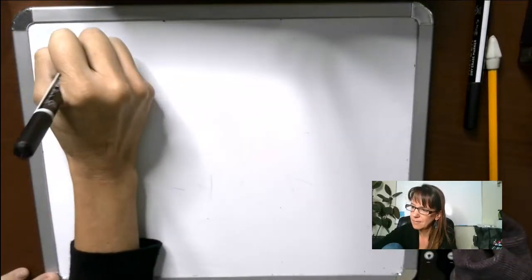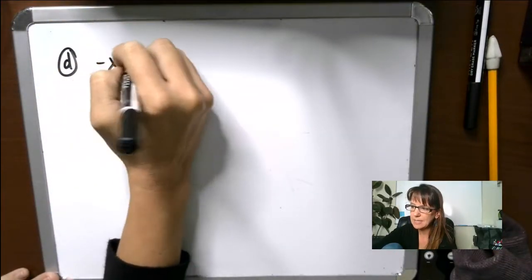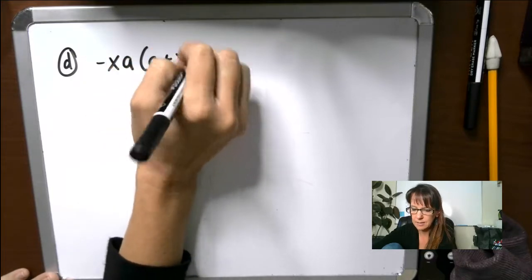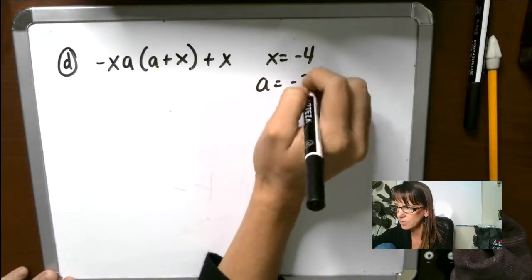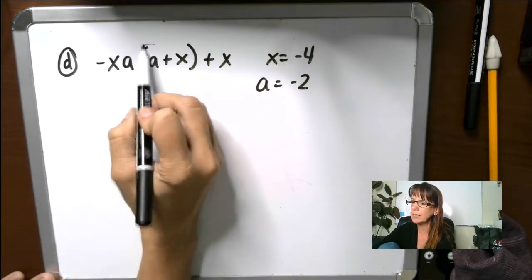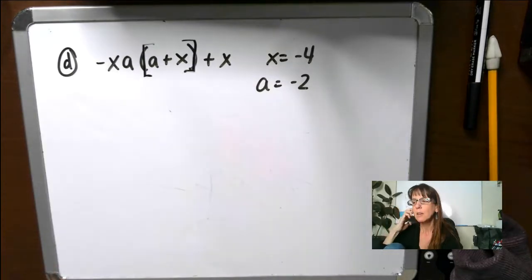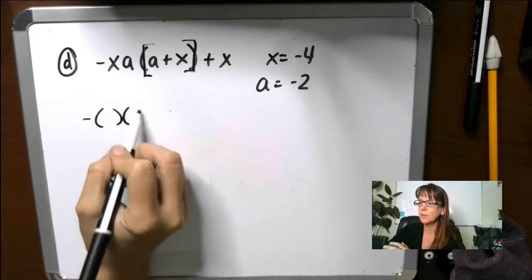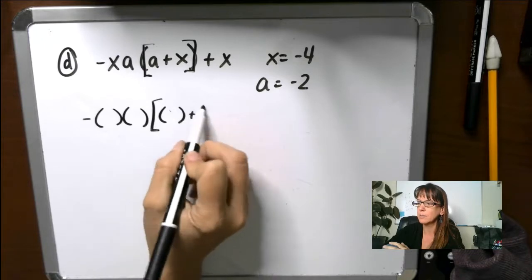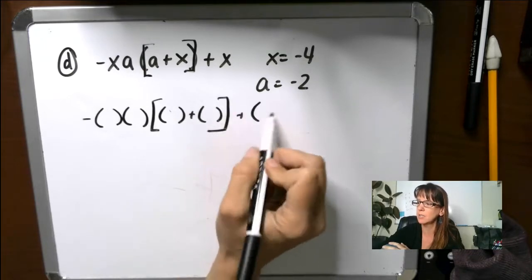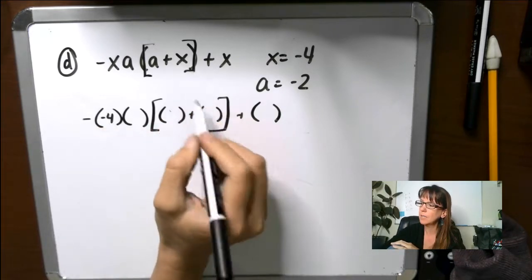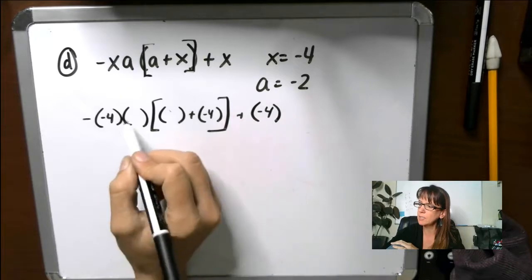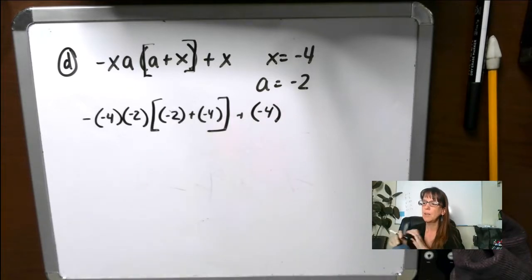Let's look at D. Negative x, a plus x if x equals negative 4, a equals negative 2. Again, we want some brackets here, okay? So we've got negative parentheses, parentheses, bracket, parentheses, plus bracket, plus this. We're gonna plug some things in here. We've got negative 4, x is negative 4. The rest of these are negative 2, negative 2. Let's clean this up a little bit.